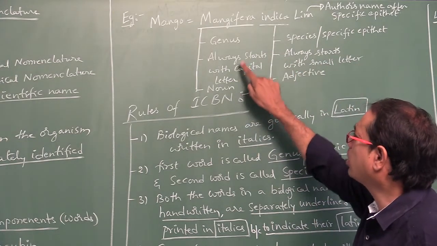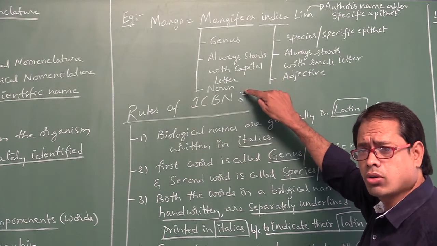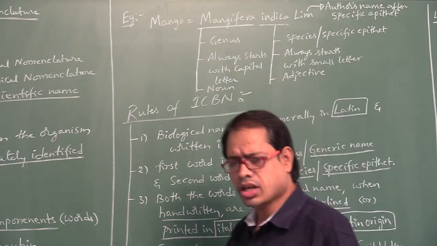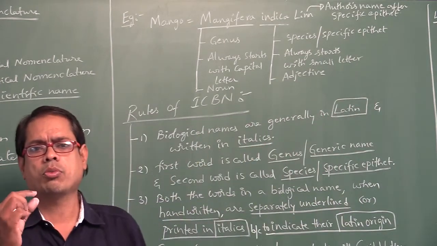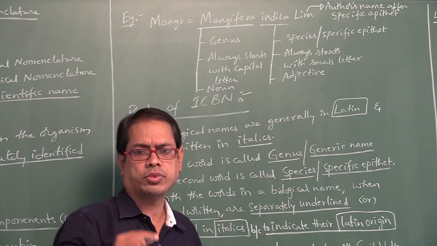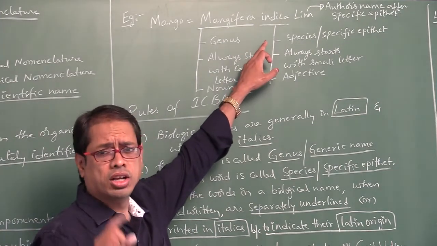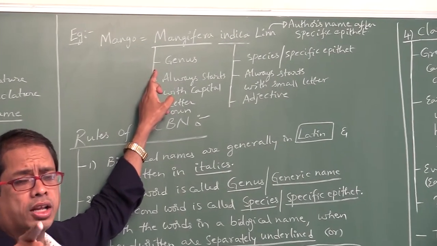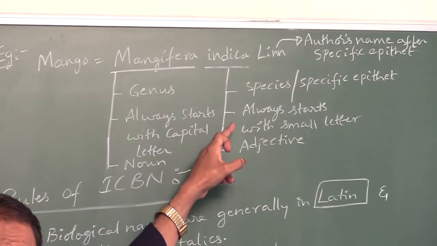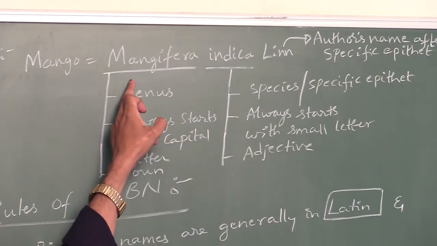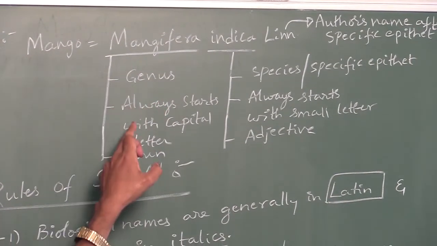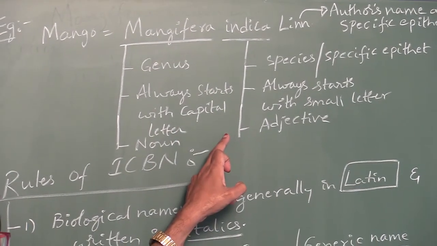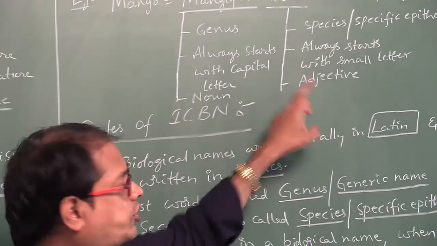The genus belongs to noun, and the species belongs to adjective. So what is the generic name? The first component is called the generic name, the second component is called the species name. The generic name always starts with a capital letter, the species name always starts with a small letter. The generic name belongs to noun, the species name belongs to adjective.